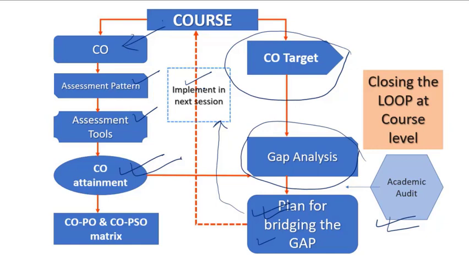NBA visiting team checks whether this quality loop is completed or not for all the courses and all COs. So this is one of the most important exercises to be done as one of the NBA requirements, and based on this the continuous improvement process is ensured. If this quality loop process is not completed, then there is no scope of improvement of the quality in the next academic session.